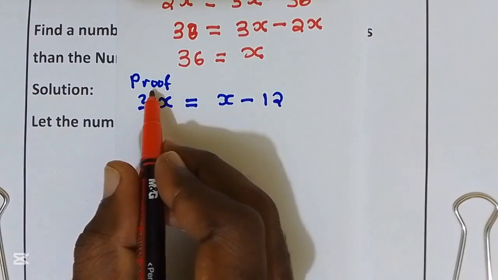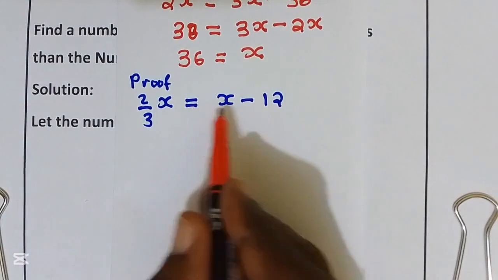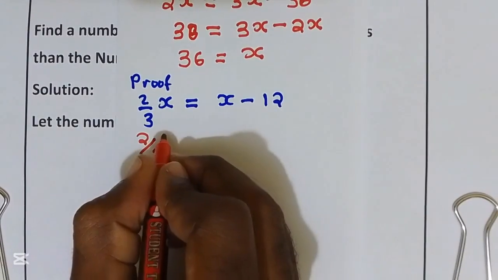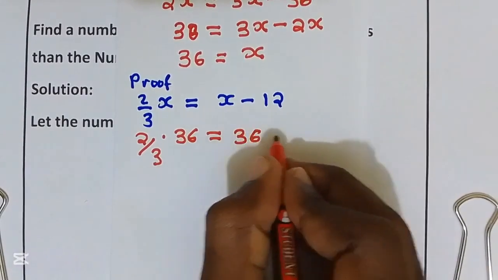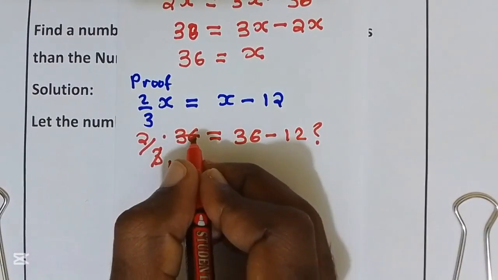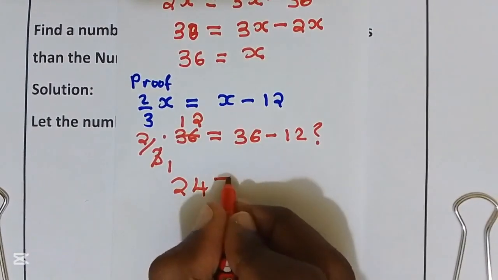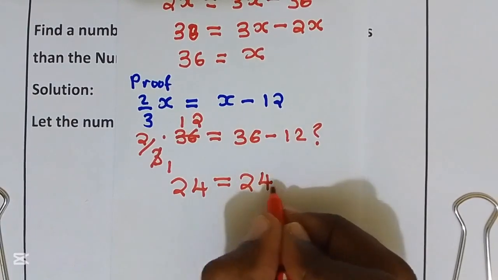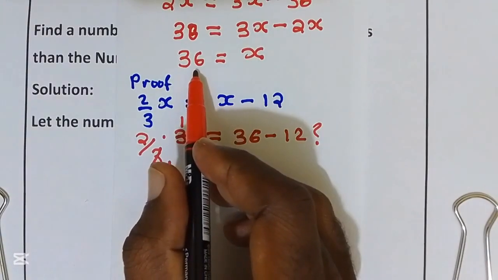Let us prove if 2 out of 3 of the number which is 36 is equal to 36 minus 12. 2 over 3 multiplied by x, which is 36. Is this equal to 36 minus 12? By 3, we get 1. By 3, we get 12. 2 multiplied by 12, we get 24, which is equal to 36 minus 12, which we get 24. So, definitely, the number is 36.